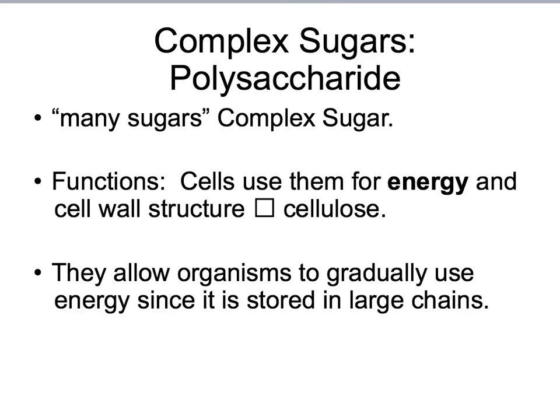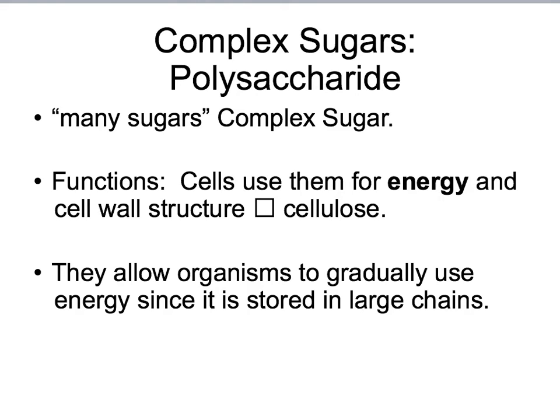Complex sugars are also called polysaccharides. We call them mini sugars because they are sometimes literally thousands of them that are bonded together to form one big large molecule. The functions of polysaccharides are cells use them for energy. Normally sugars are used for very short-term energy, but these large complex sugars are used for long-term energy sometimes. They allow organisms to use it because they're stored in large chains.